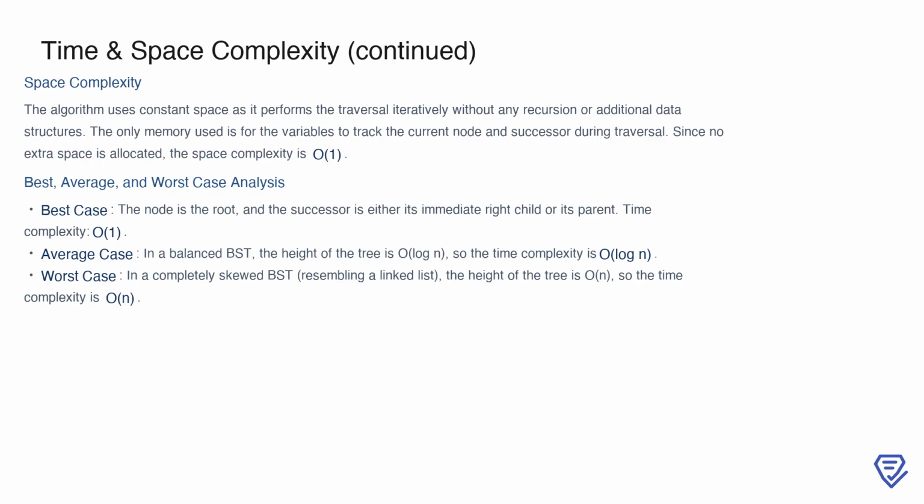The memory used is limited to a few variables for tracking the current node and the potential successor during the traversal. Since no additional space is required, the algorithm is very efficient in terms of memory use.